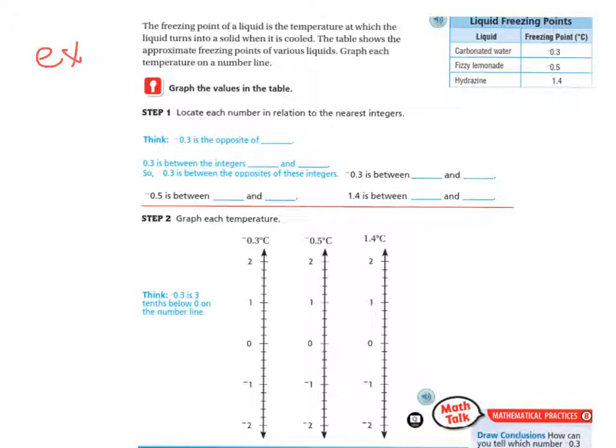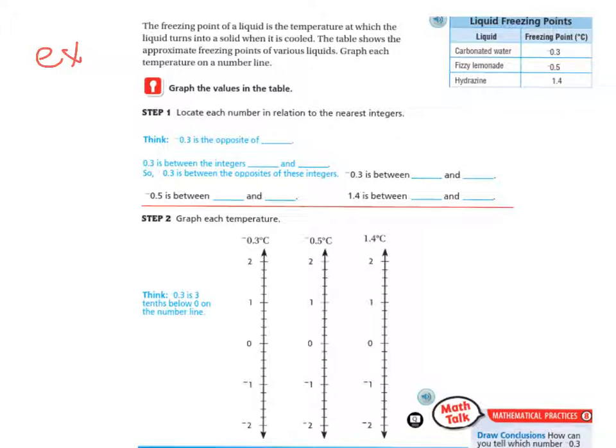Now, the freezing point of a liquid is the temperature at which the liquid turns into a solid when it is cooled. The table shows the approximate freezing points of different liquids. Graph each temperature on a number line. So, we have three different liquids. We have negative 0.3, negative 0.5, and 1.4.